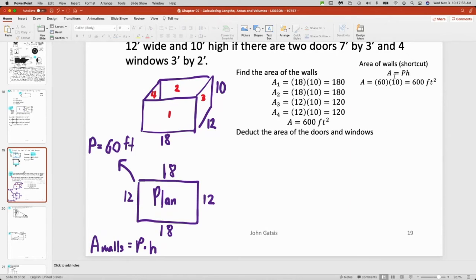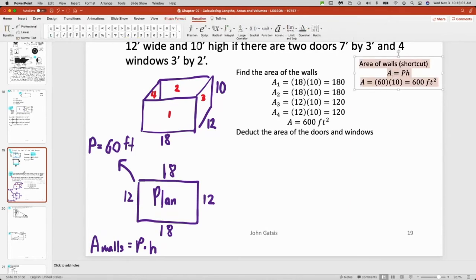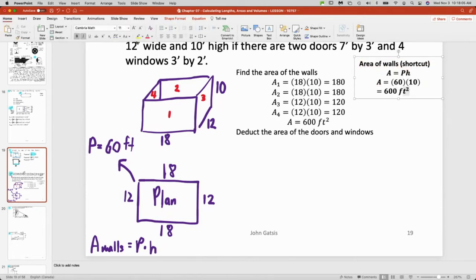So you see what I'm saying here? There's a shortcut for the area of the walls. I'm just going to put that out there because I don't know if anybody has told you that yet. And if they do, it'll probably be in an estimating course. So I might as well just tell you now.